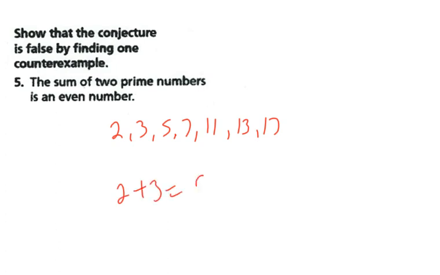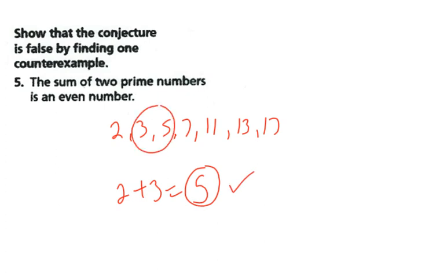Let's find a counterexample. Well, it helps if we have a list of primes. We're going to go 2, 3, 5, 7, skip 9, go to 11, 13, 17. It's probably good. Let's try it. Let's just take the first 2. 2 plus 3 is 5. 5 is not even. There's my counterexample.